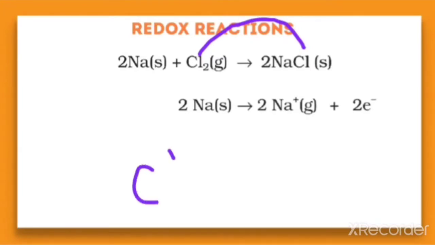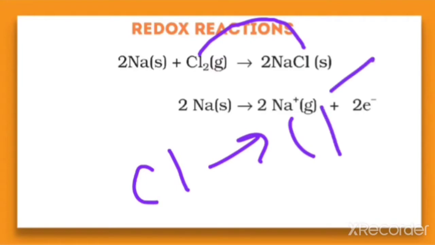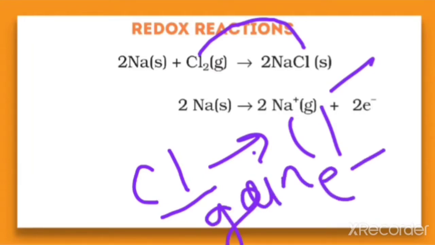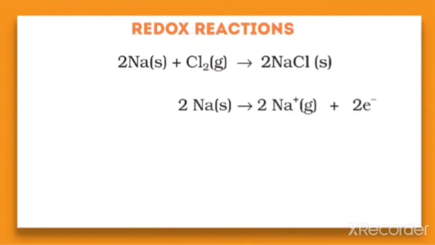Now in this equation there is chlorine, because chlorine is converted into chloride ion. That means Cl is converted into Cl-, and that is due to the gain of electron. As you have already learned, an atom is converted into a negatively charged ion with the gain of electron. So that can be represented by this equation: chlorine with gain of electron giving rise to chloride ion.